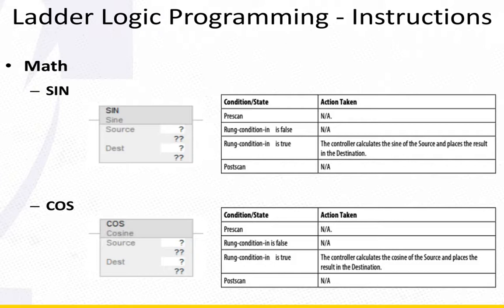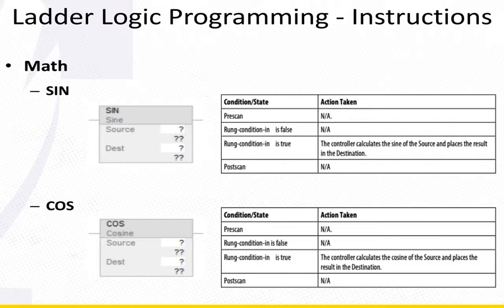The exact same thing is true of cosine. So if the run condition in is true, then whatever value is given to the source, so either immediate value or if you have given a tag for it to go get the value out of, it will take the cosine of that source value and store it in the tag designated in the destination. So run condition in takes the cosine of the source, stores it in the destination. And for math instructions, the run condition out will always equal the run condition in.